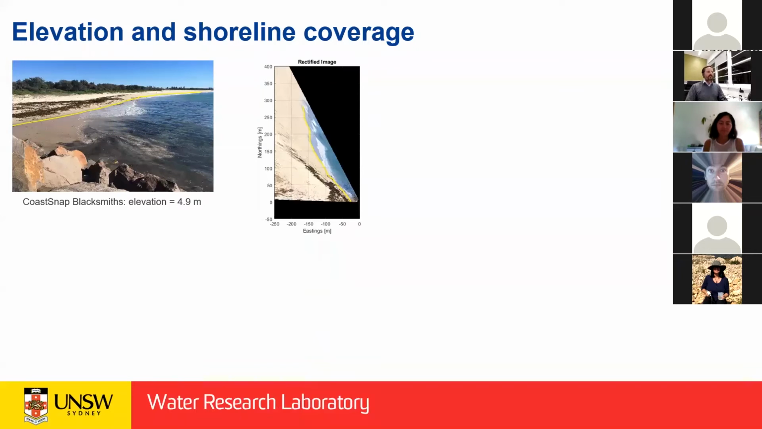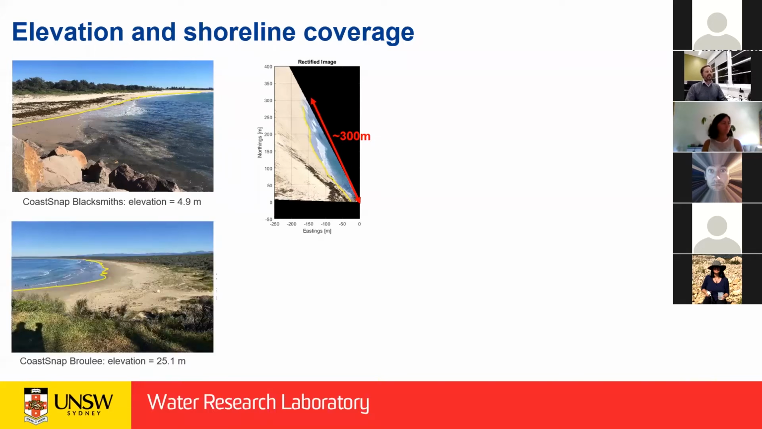Some things about elevation and shoreline coverage. Like I said earlier, the higher the elevation, the better the coverage you get, but you're not restricted to high elevation locations, because this is our site at Blacksmith Beach. It's at an elevation of just under 5 meters above sea level. And here's the rectified image from that beach. Because it's only 5 meters, you're only getting about 300 meters of shoreline coverage from that.